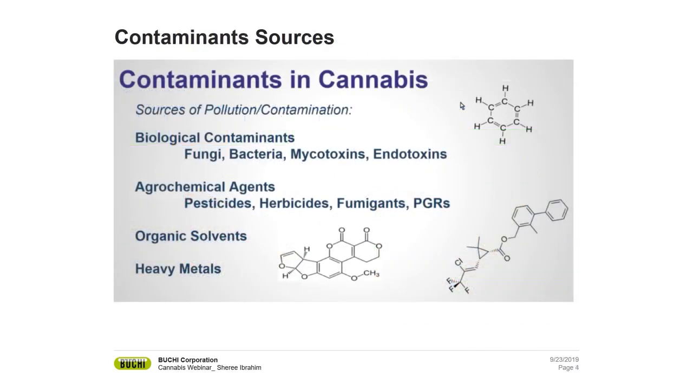There are also contaminations in cannabis, and they primarily come from environment and pollution. We have biological contaminants, fungi, bacteria, endotoxins. We also have agrochemical agent contaminants such as pesticides, and that will be one of the topics we'll be discussing in this webinar. We also have organic solvents and heavy metals.